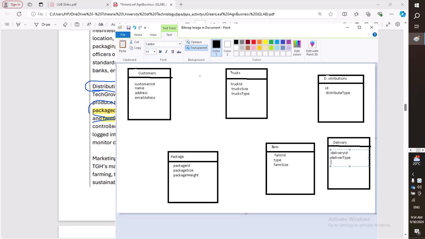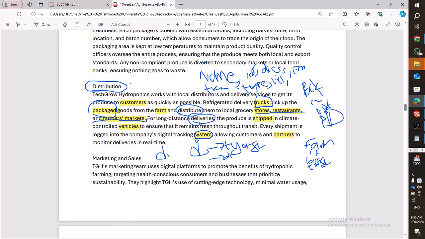Okay, here I'm thinking about two things that I can use as my class. Alright, what else? Because they say that for long distance delivery they purchase shipping. This is a type of delivery. Control vehicle. This is a type of delivery, to ensure it is fresh. Every shipping is logged into the company digital tracking. So we have a system again. We have a system, another noun, another class.